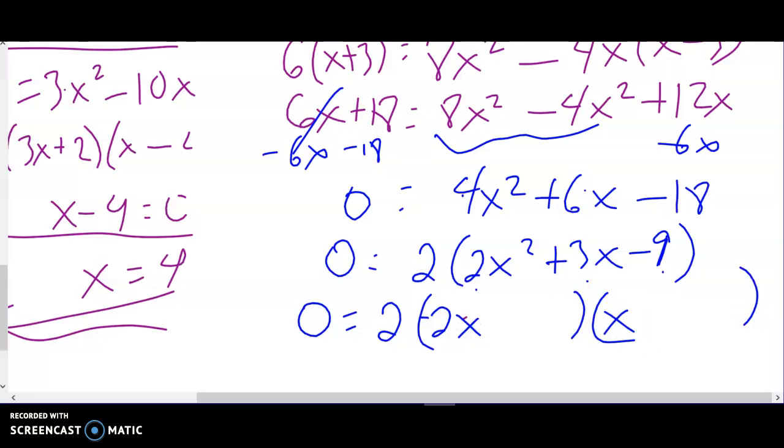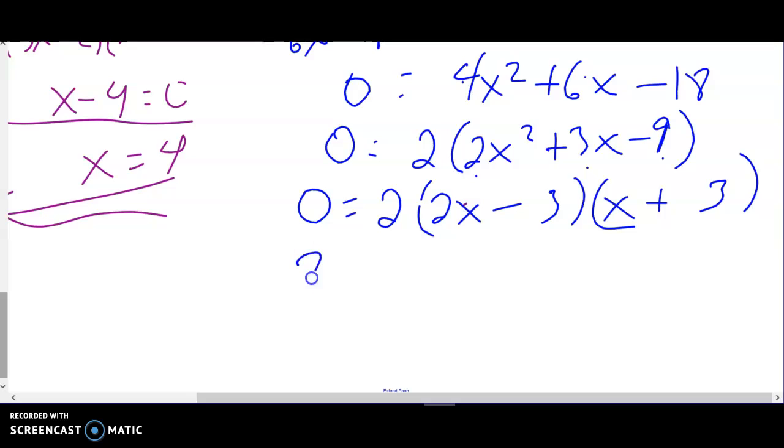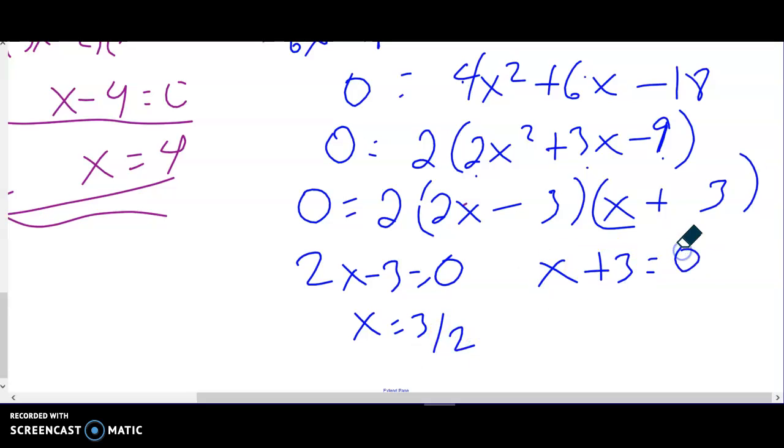2x times x is 2x squared. It's not negative. Reset mark. All right, 9, 3, and 3, and that's pretty much going to do it. I need positive 3 in the middle. So that's going to be what we need. 6x minus 3x is positive 3x for that middle term. All right, take your factors, set them equal to 0. That one's equal to 0 when x is positive 3 halves. That one's equal to 0 when x is negative 3.